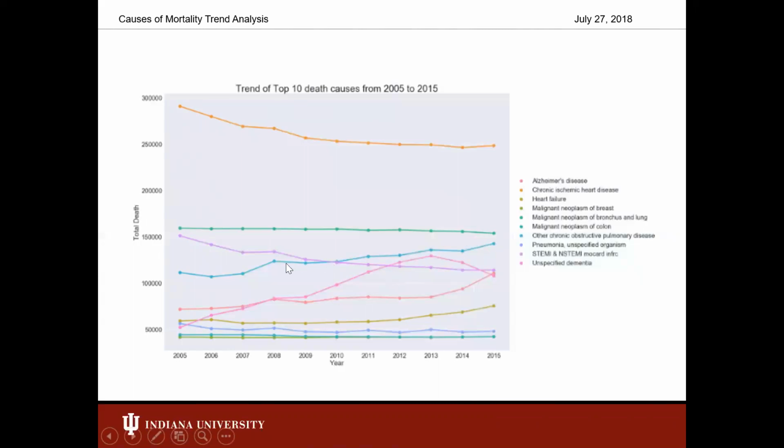Myocardial infarction is following a downward trend from 2005 to 2015. So this looks to be somewhat of a downward decline, but we do have other heart-related ailments that are raising the overall picture of heart health into higher rates of mortality.